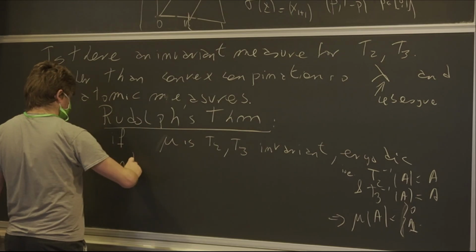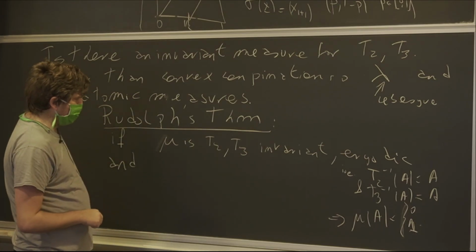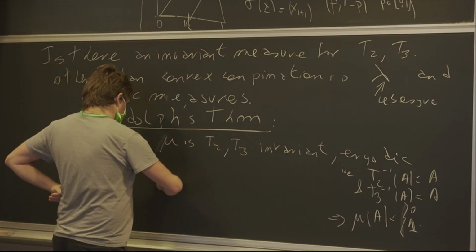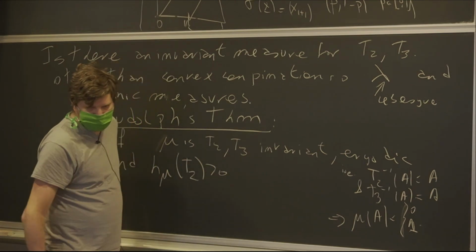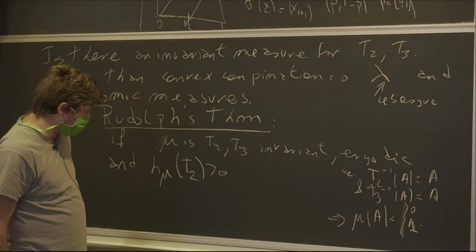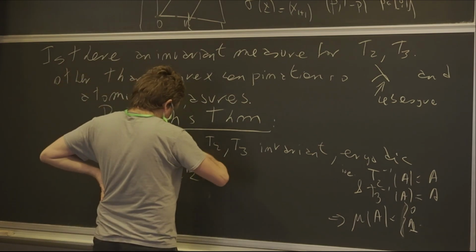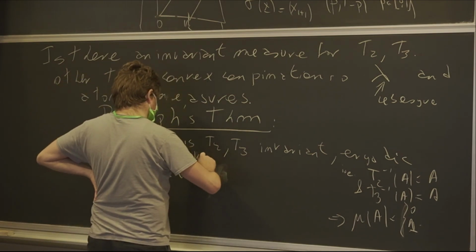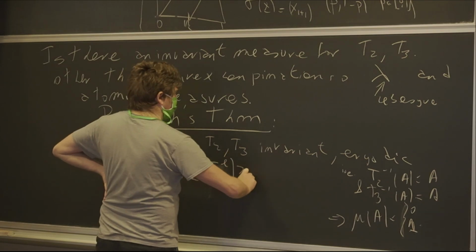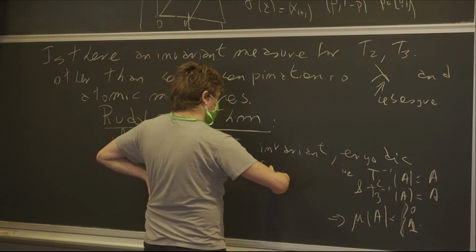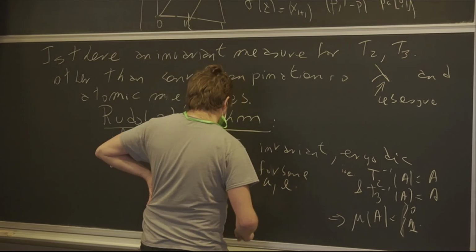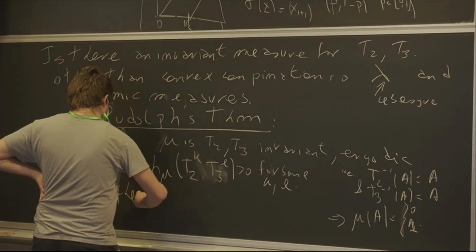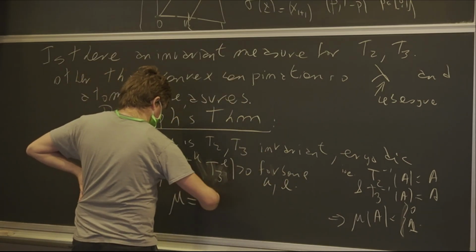and the entropy of T2 is positive, then mu equals lambda. Asking it for the entropy of T3 is no different in this matter. Actually, if the entropy is positive for some k and l, then mu equals lambda.